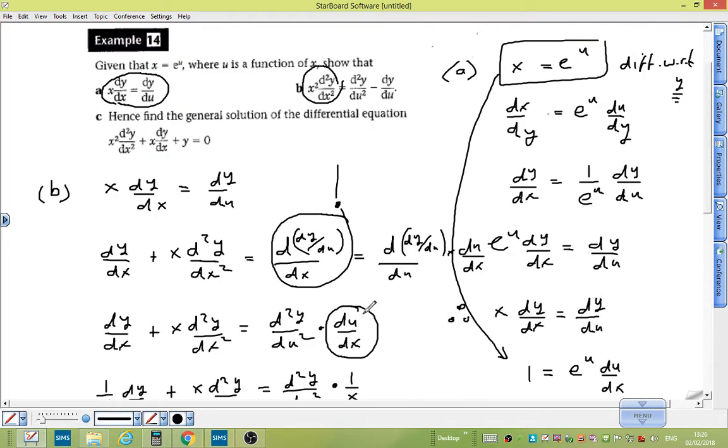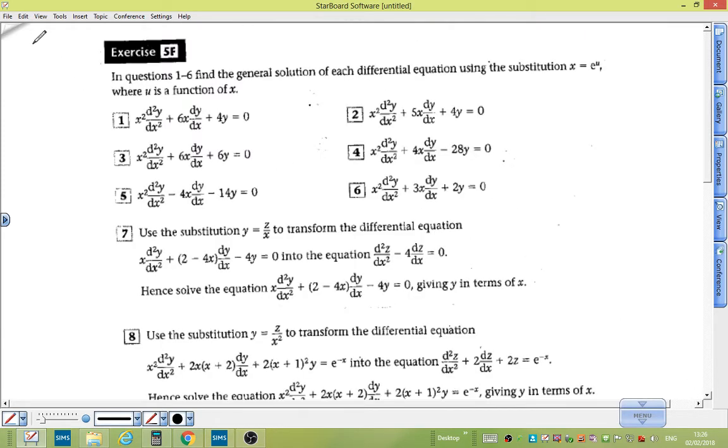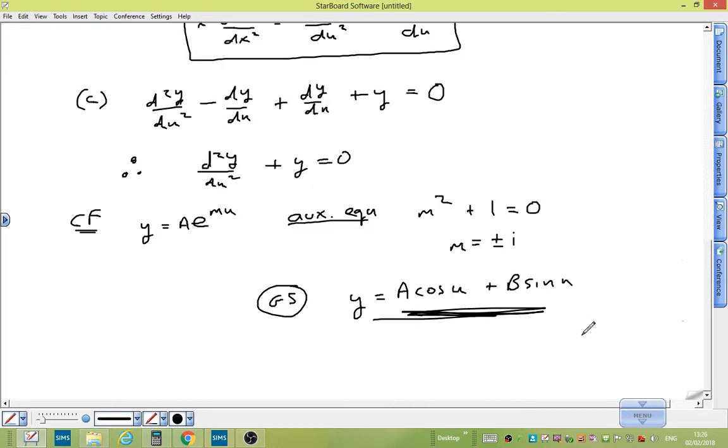Right, so that's that one done. There's no boundary conditions. Right, brings us to the exercise. Okay, enjoy.